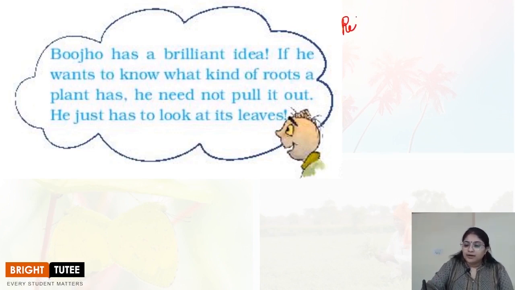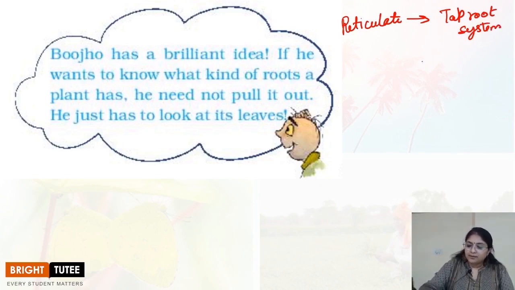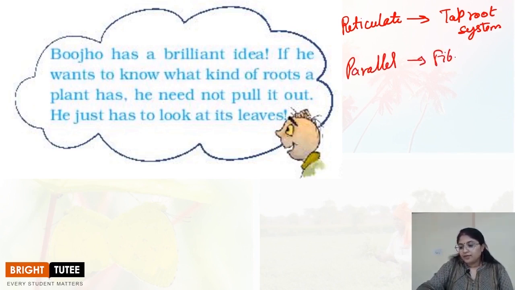So plants having reticulate venation will have taproot system, whereas the plants having parallel venation will have fibrous root system, right? So in this way we see that these are the two types of root system, and we can simply look at the venation of the plant and understand the root system.